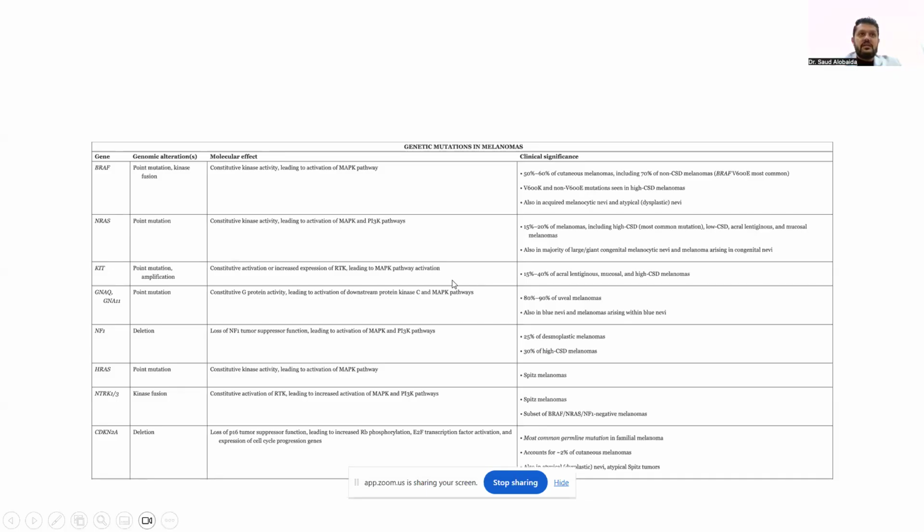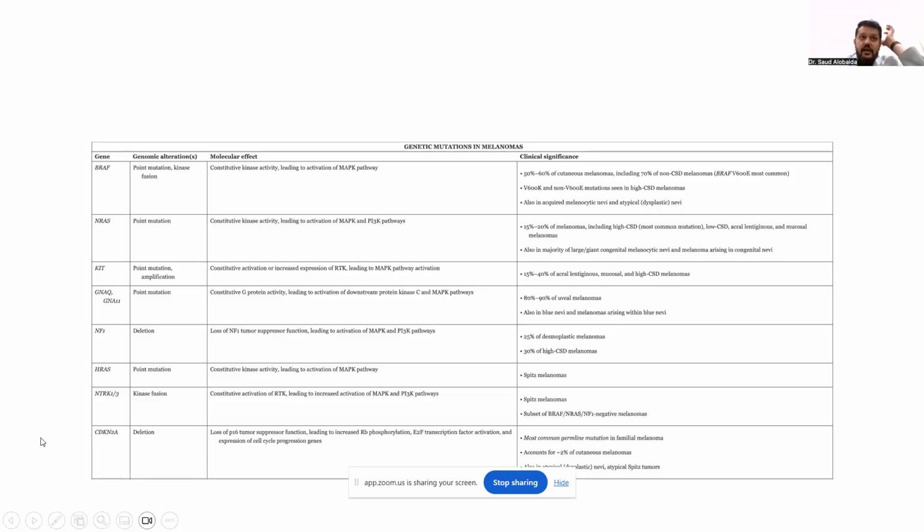But for instance, here, KIT, we see it with acral. GNAQ, GNA11, we see it with uveal melanoma. And others. For instance, we've been quizzed once about Spitz melanoma, and it was the RAS, HRAS, okay? And TRK1 as well.